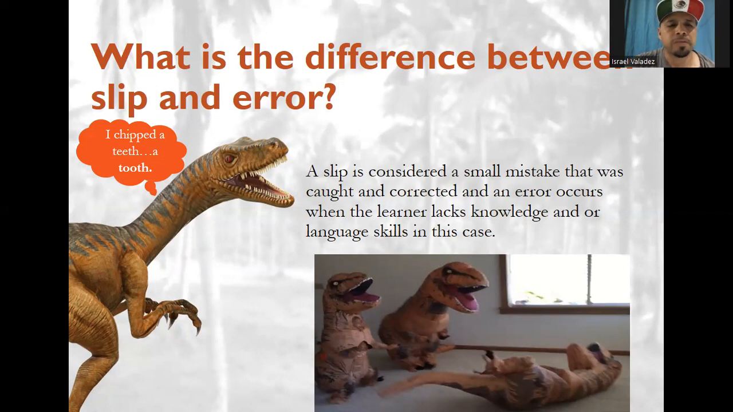We have a dinosaur here where he's obviously chipped a tooth, but he corrects himself. "I chipped a teeth" to "I chipped a tooth." He quickly makes the change because he's able to, he has the knowledge that what he just mentioned is incorrect.